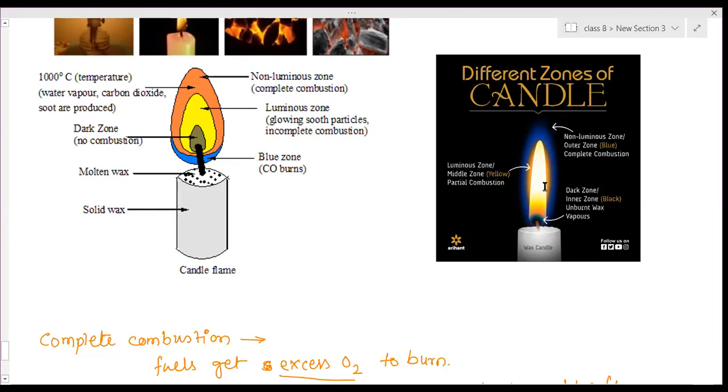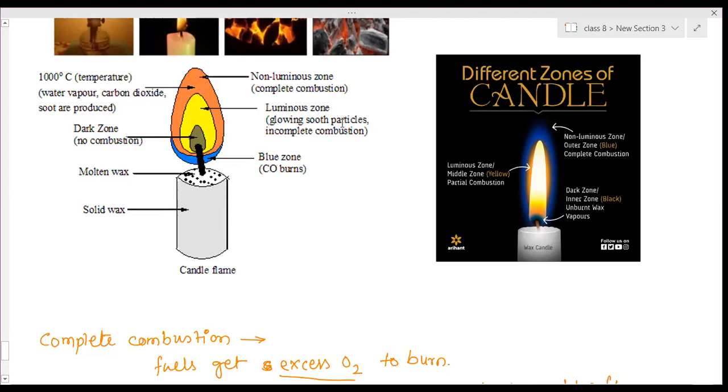So it produces more light energy because it is inside this zone. Oxygen available is less, so due to lesser oxygen it undergoes partial combustion and produces carbon monoxide, due to which it burns with yellow color. More light energy is produced, so heat energy produced is less. So this part is a moderately heated zone.